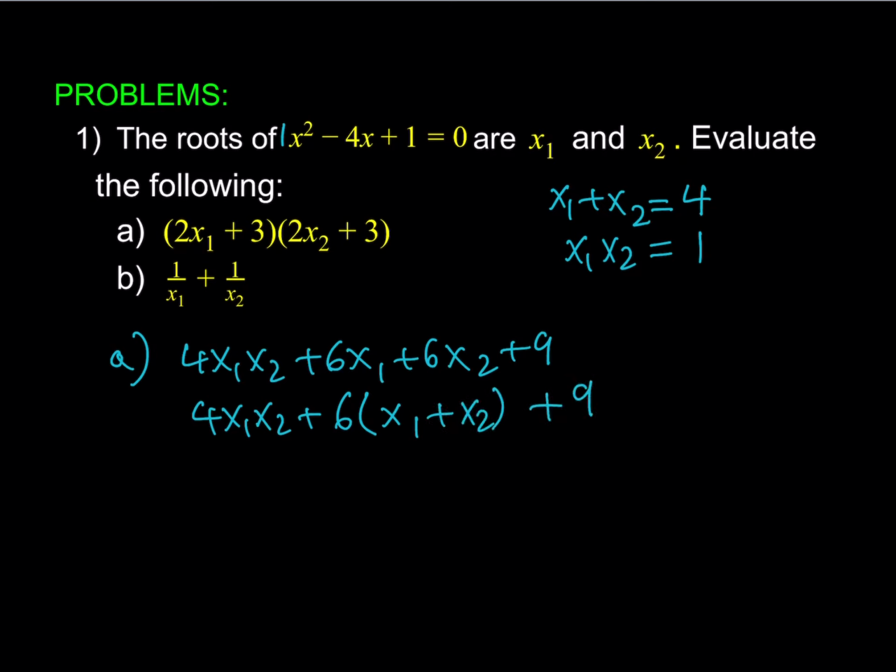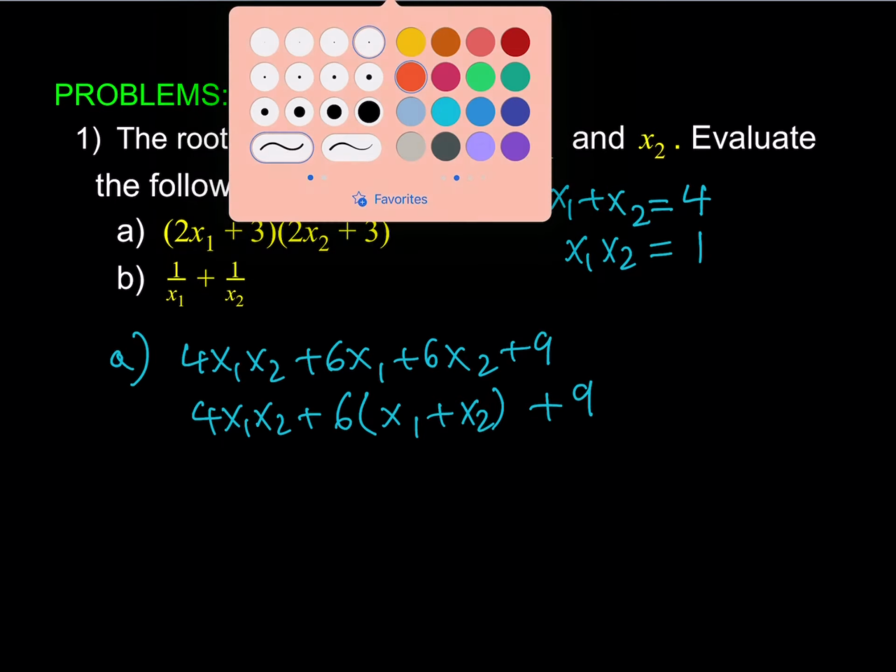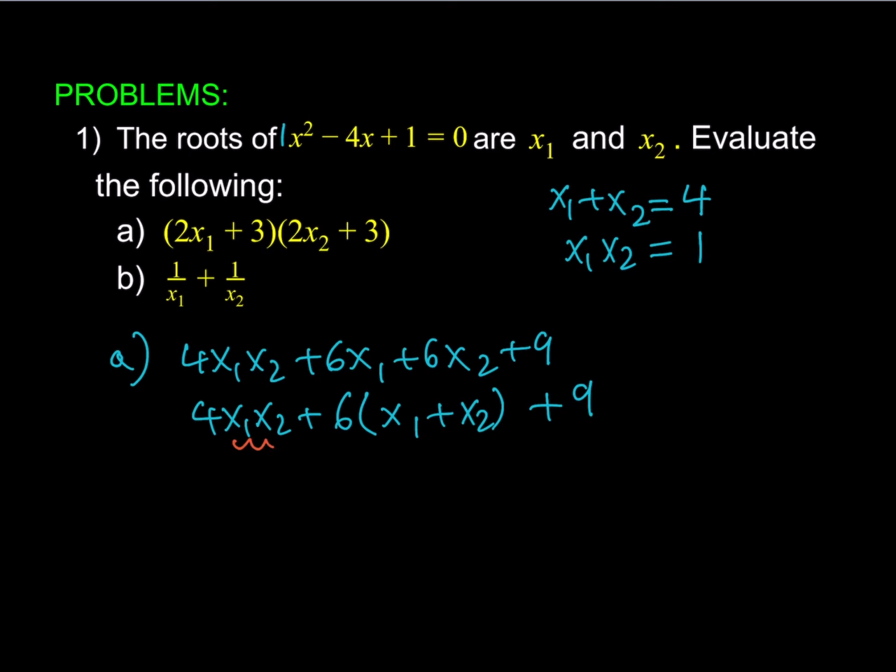Obviously, the rest is easy because I know what x1 plus x2 is, right? So I can just go ahead and plug this in here. This is going to be 1, and this is going to be 4, and the rest is easy because it's going to be 4 plus 24, which is 28, plus 9 is going to be 37. Okay, the rest is just computation, all right? So don't worry about that part too much.